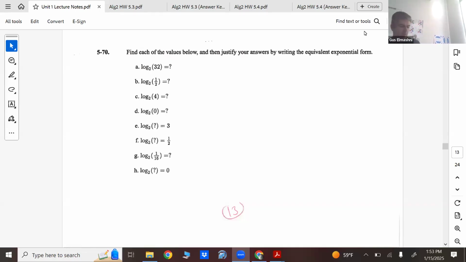Okay, so take a look at this problem here. You have log base 2 of 32, log base 2, a bunch of other junk as well. So all you're doing is setting the other side equal to a variable. Let's say we call this x. And you're going to say 32 equals 2 to the x power.